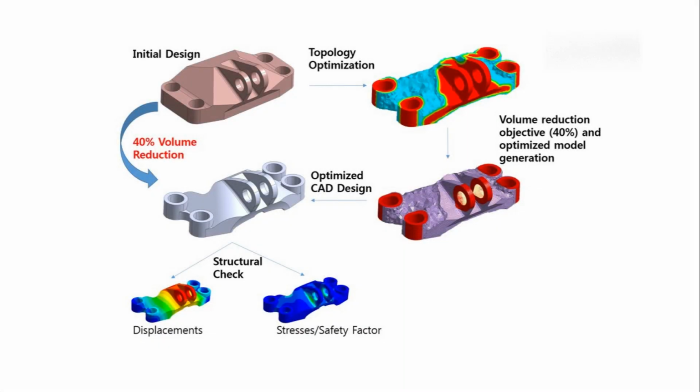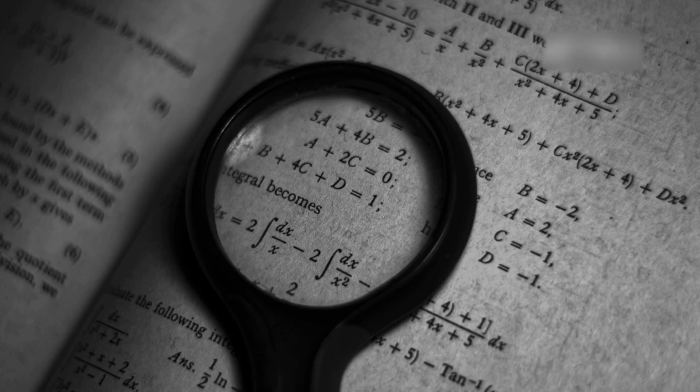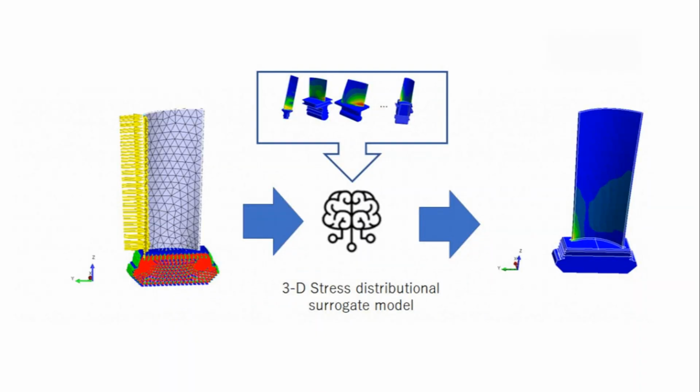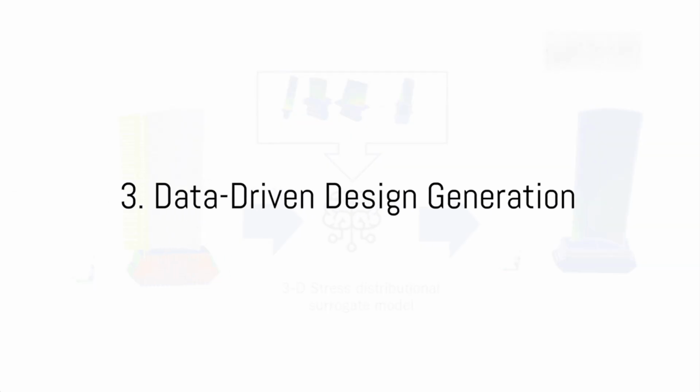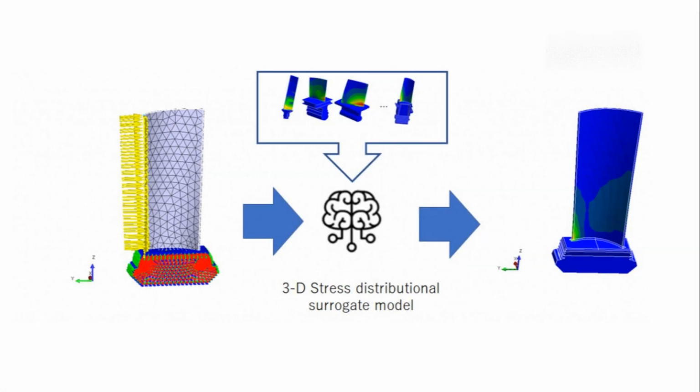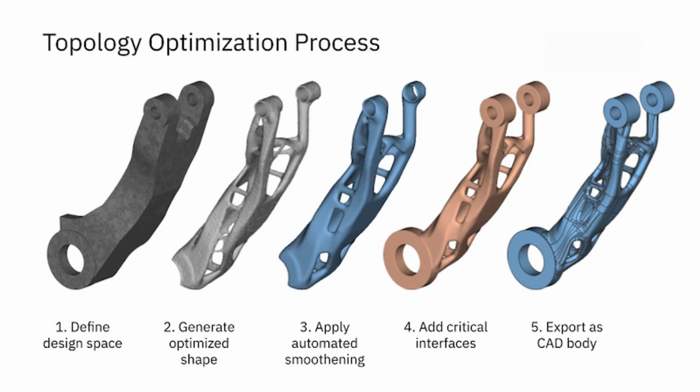AI can create surrogate models that approximate the behavior of complex physical systems. These models replace the need for solving detailed physics equations in every iteration, allowing for rapid evaluation of design alternatives. By training on large datasets of optimized structures, ML models can generate new, high-performance designs without needing a predefined shape. This opens up possibilities for creative and non-intuitive solutions that traditional methods might miss.